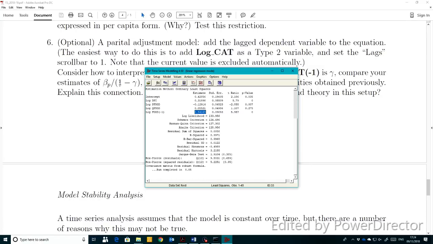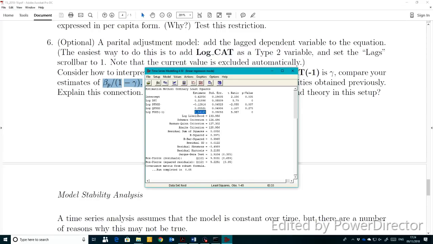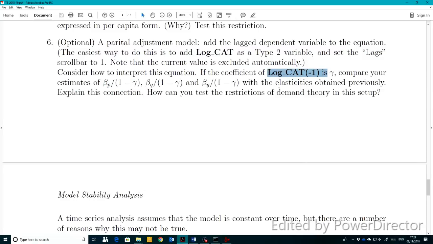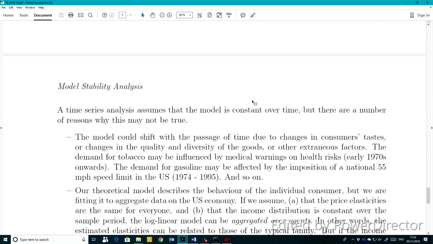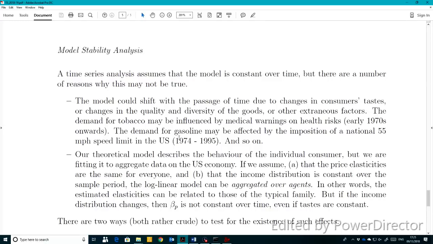What you have to do, basically, I'm not going to do it over here, since you are going to be graded for that, is find beta p hat and gamma hat, which we already have done, and compare this result with what you have obtained previously about your beta p hat. Then you have to explain what you think about adding this lagged coefficient, and why we think we have to add a lagged variable.